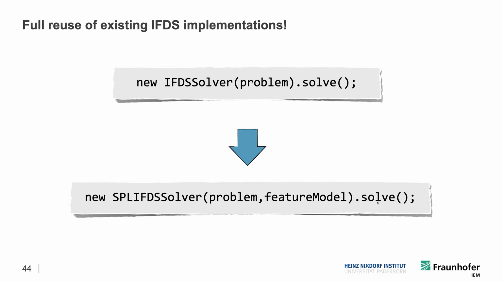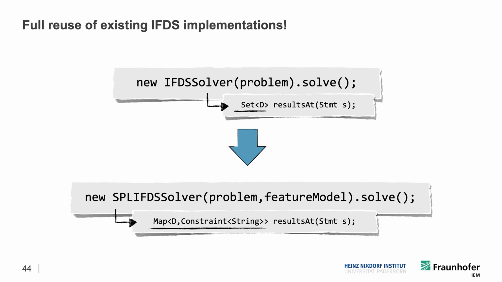So as an analysis programmer, you don't even need to have heard about product lines. You can simply stick this into the right solver, and it all works magically. And then these are the results that you get. Where normally in the IFDS solver, for any statement, you would be given such a result, so basically a set of data flow facts that hold at this given statement.